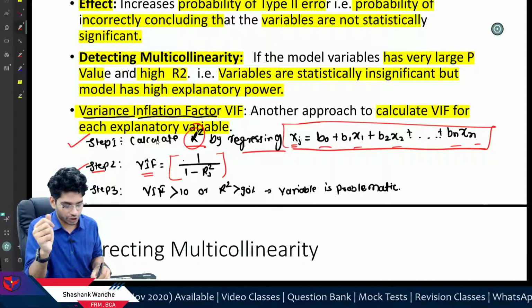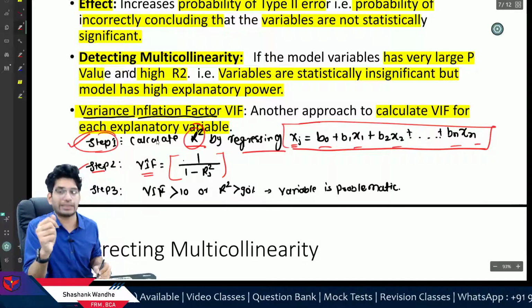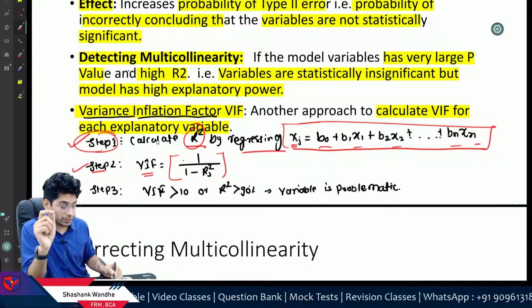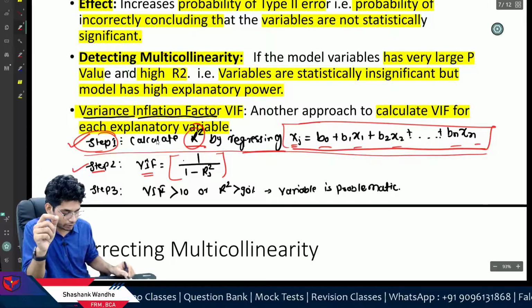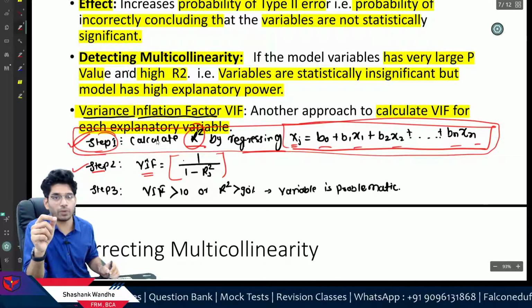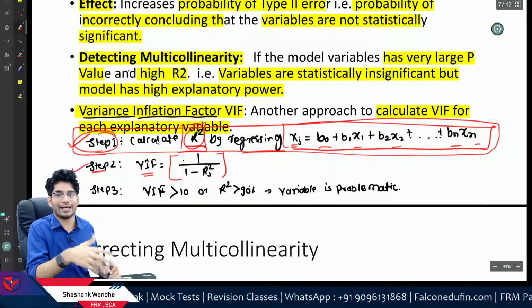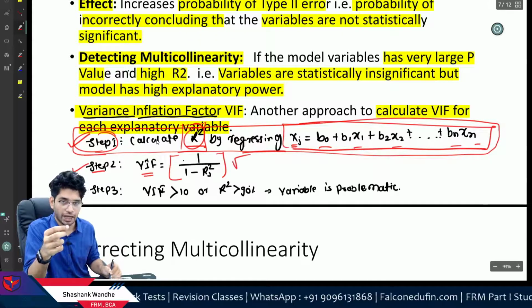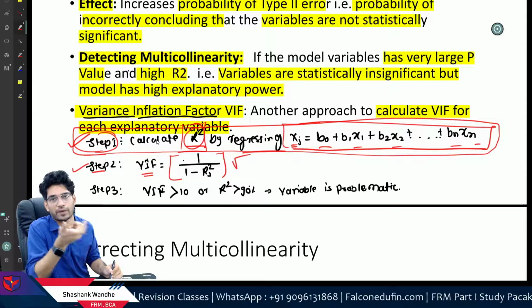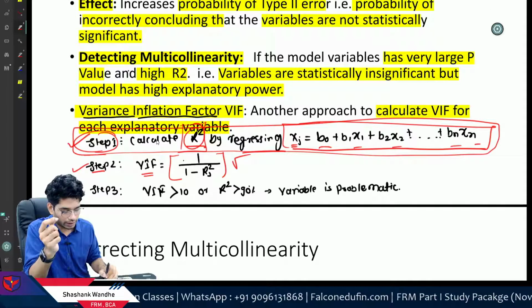In case you get a question in the exam about detecting multicollinearity, the first part will be provided to you, that is, the R square of this model will be provided. Okay, you will get the R square. The next step is simply to calculate your VIF. VIF calculation is very simple, 1 divided by 1 minus R square, simple, right?